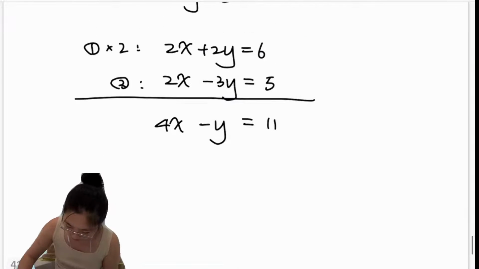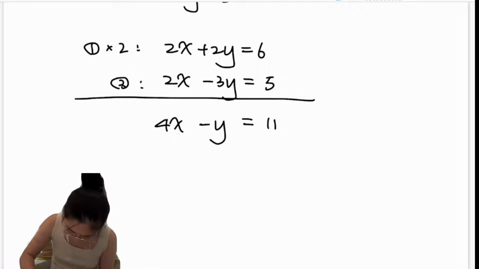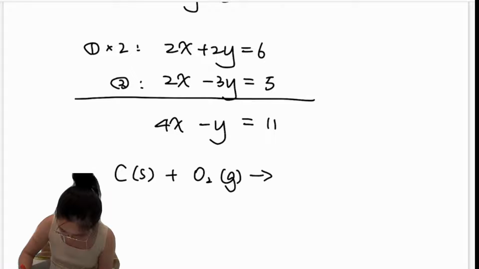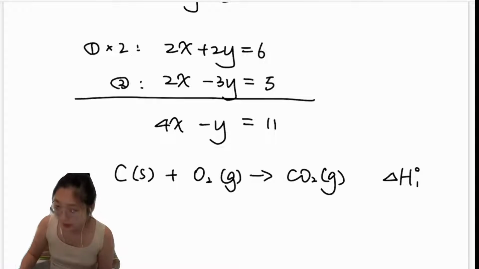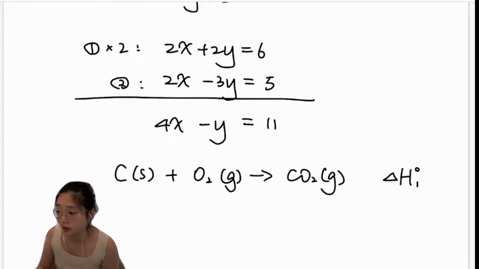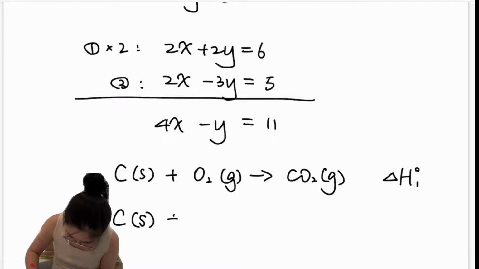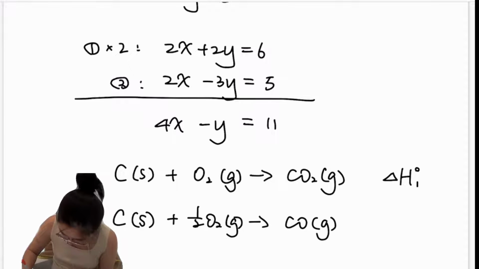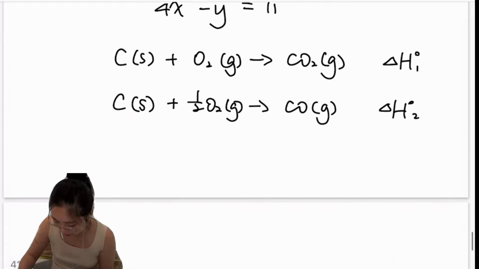So let's say for chemistry, you have a couple of reactions. For example, combustion of carbon. Carbon reacts with oxygen gas to form carbon dioxide. This is equation 1. And for this equation, you will be given some kind of enthalpy change value, delta H1. And let's say there's a second reaction, which states that carbon reacts with 1/2 of the oxygen gas to form 1 mole of carbon monoxide. For this reaction, you are given another enthalpy change, which is delta H2.